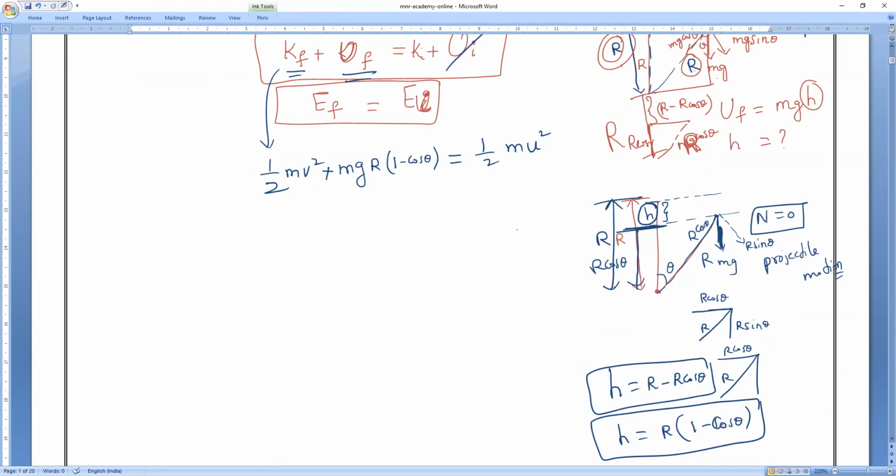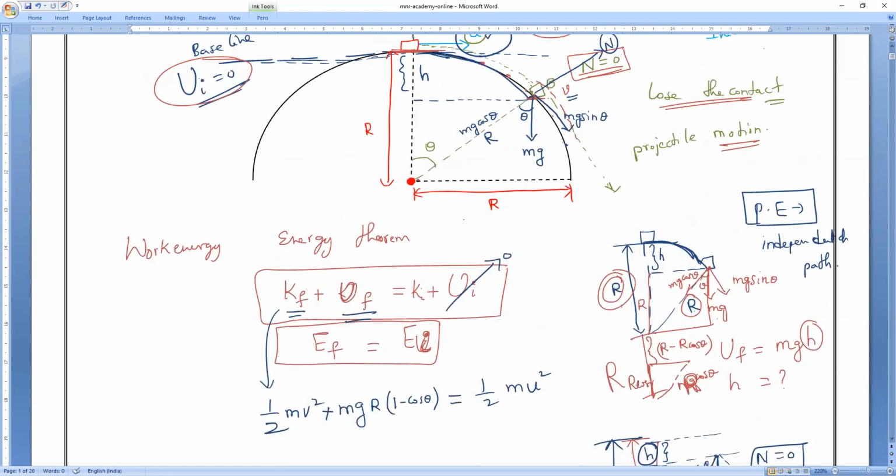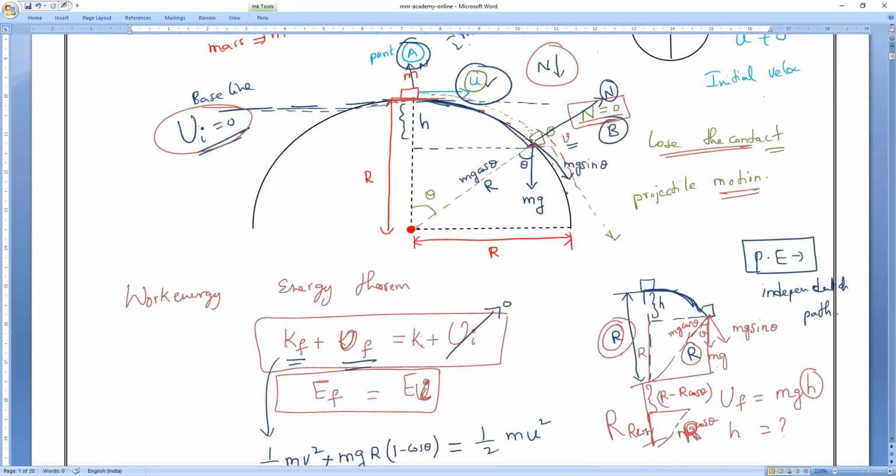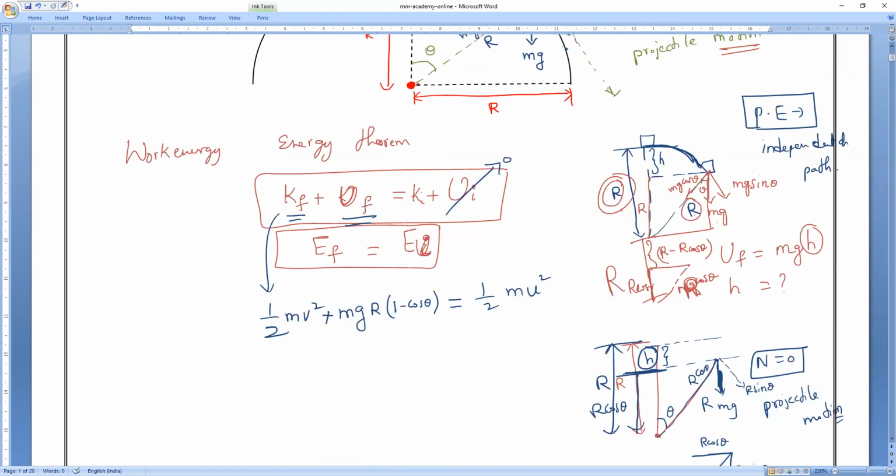From A to B. This point is A, and this point is B. So from A to B, if you notice, we have the initial potential energy and the final potential energy. Now, if you notice, in all the cases m is common, so m will get cancelled. So you can find the velocity.